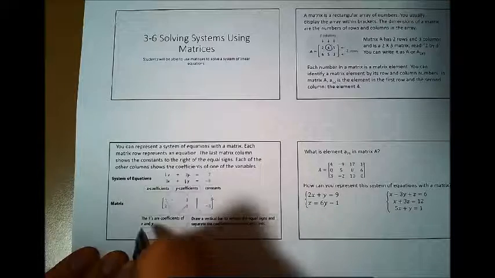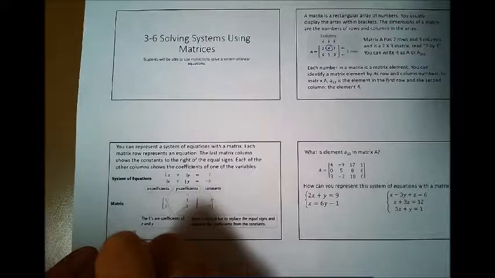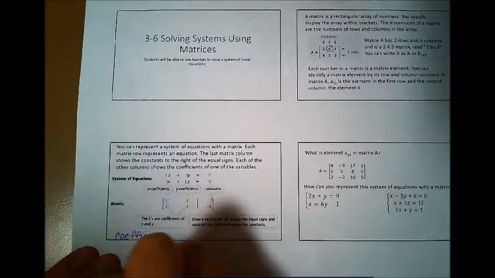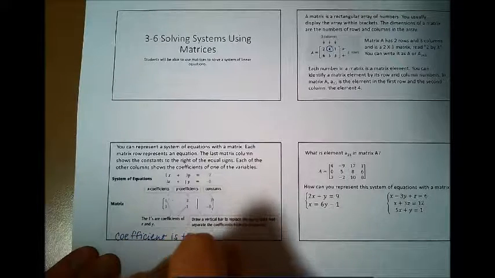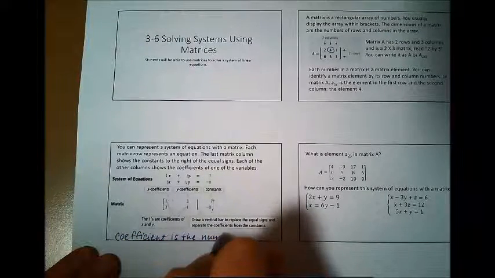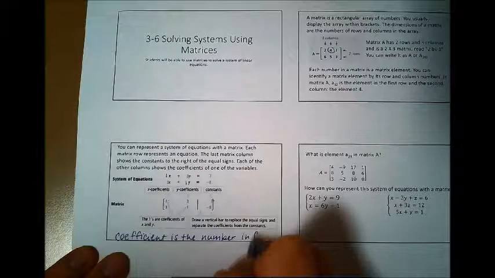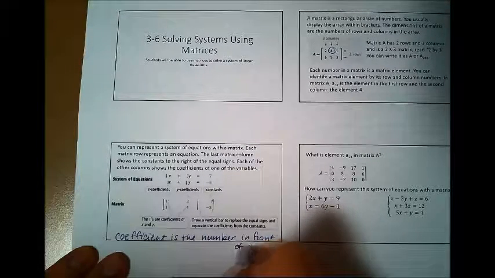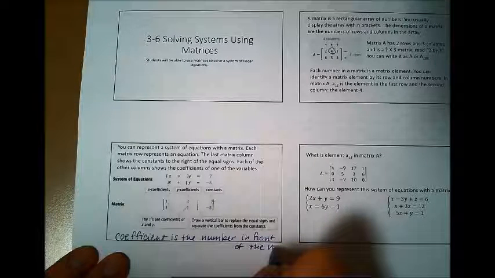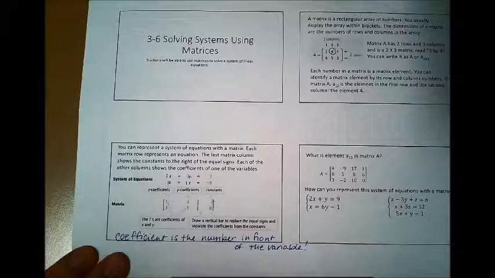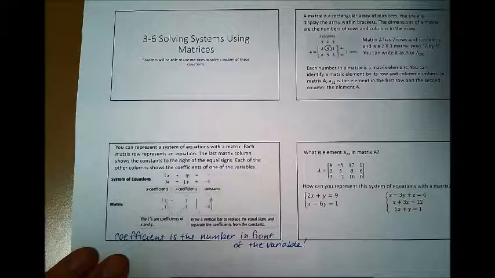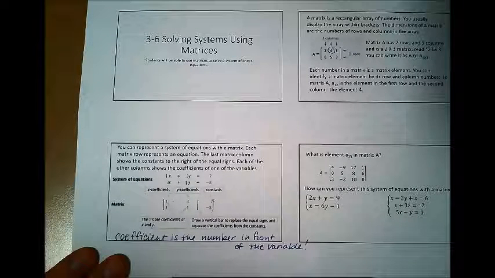So I'm going to write that right here. Coefficient is the number in front of the variable. And if there isn't a number, then it's a 1. If there isn't a variable, then it's a 0. It's like the difference between a banana and not even mentioning bananas because you don't have a banana.